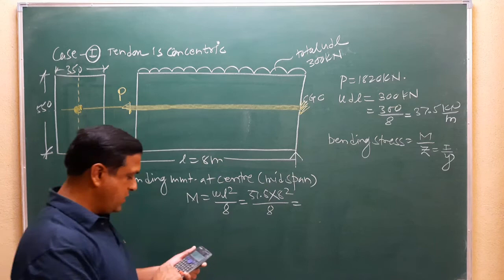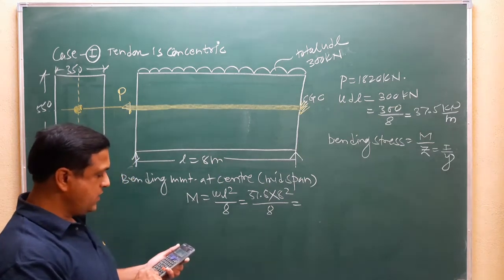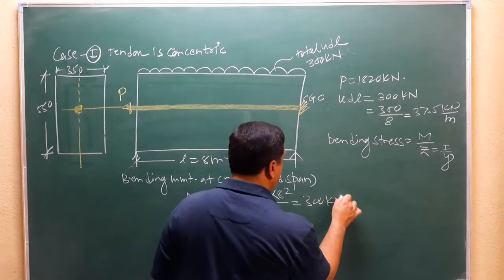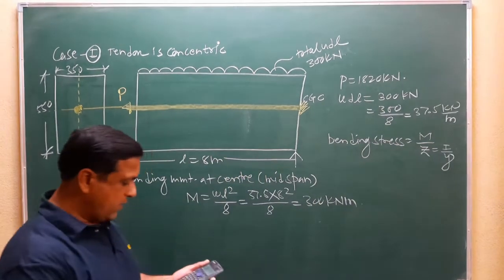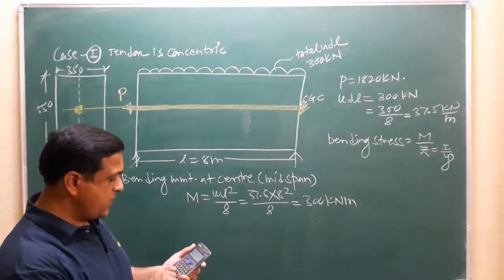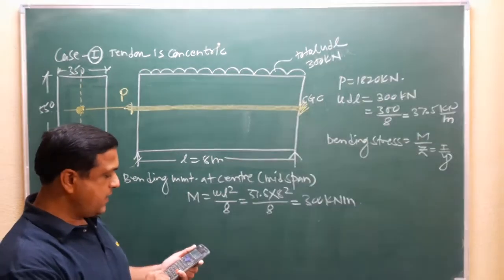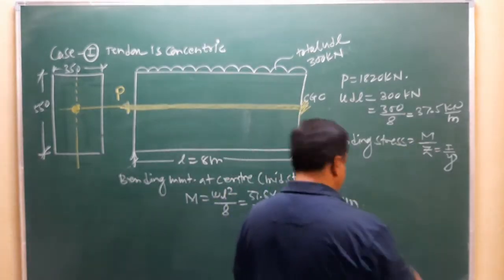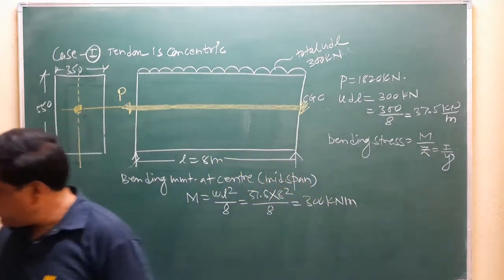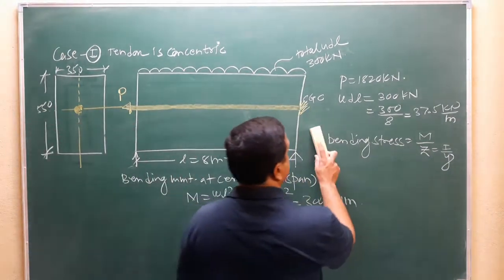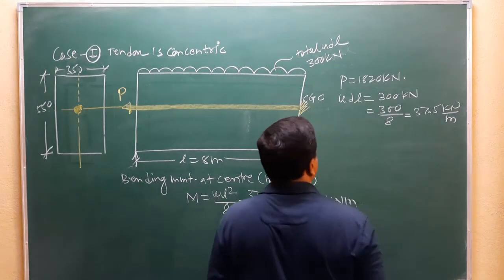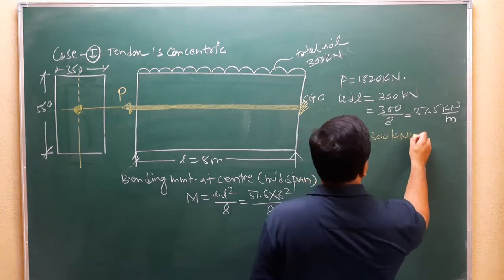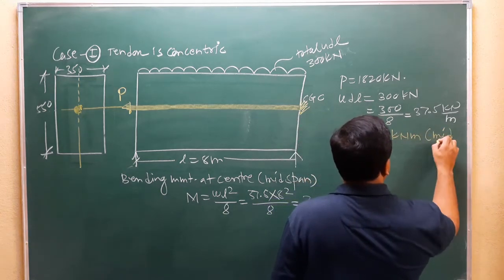So what is the value? 37.5 into 8 square divided by 8. The value is 300 kilonewton meter. I will calculate again. Yes, it is 300. 300 kilonewton meter is the bending moment M due to the external load, at midspan.